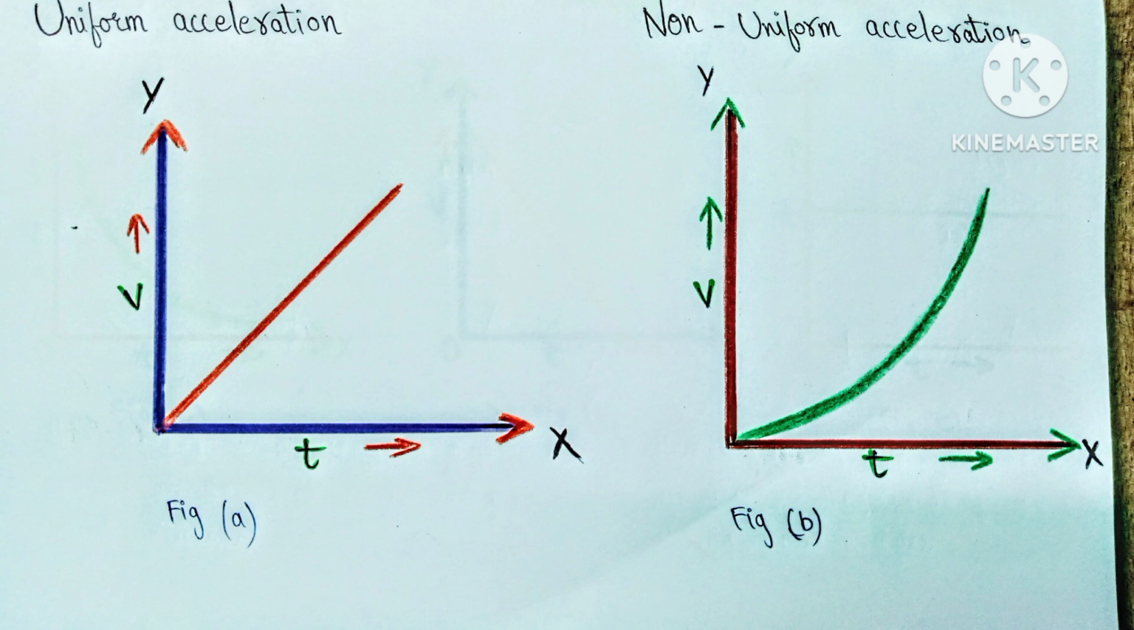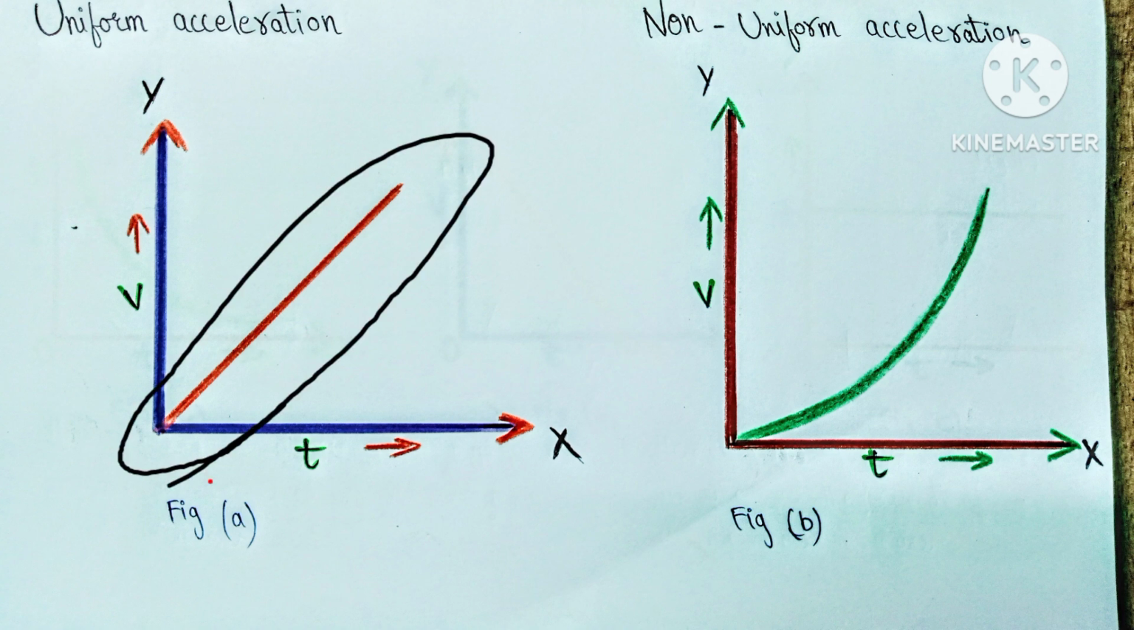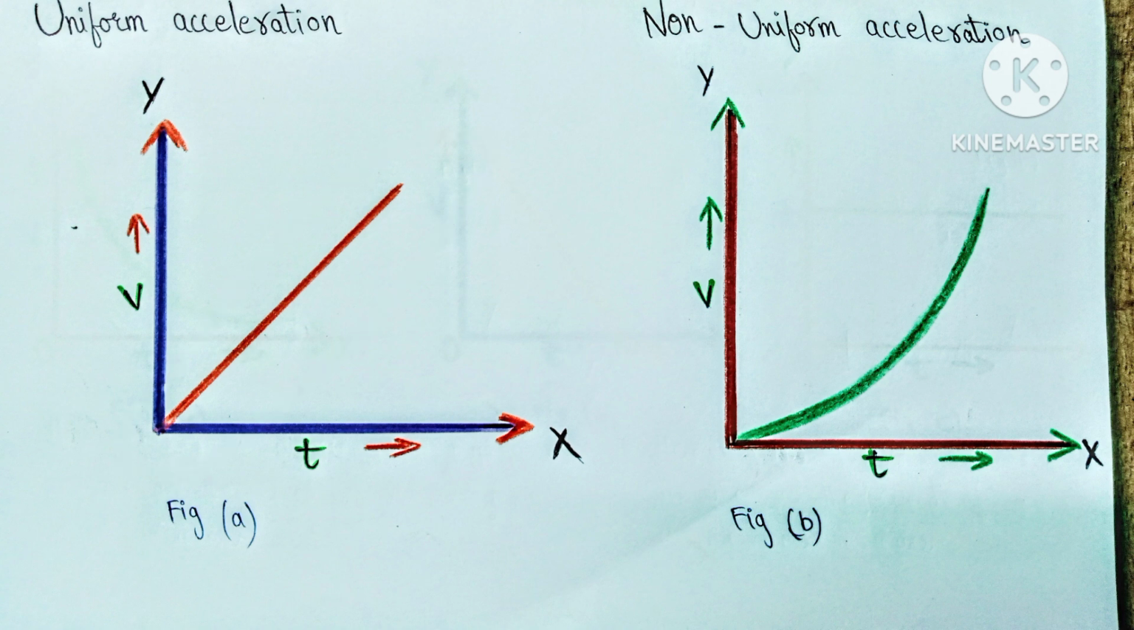Let us now examine the nature of the velocity time graph for various types of motion. Uniform acceleration. Here you can see that time is on the x-axis and velocity is on the y-axis. The graph is a straight line. So in figure A, on seeing a graph like this, we can say that the body is moving with uniform velocity and with positive slope.